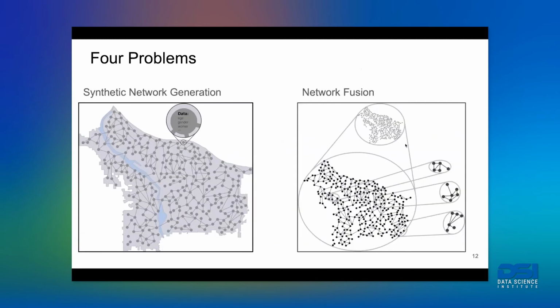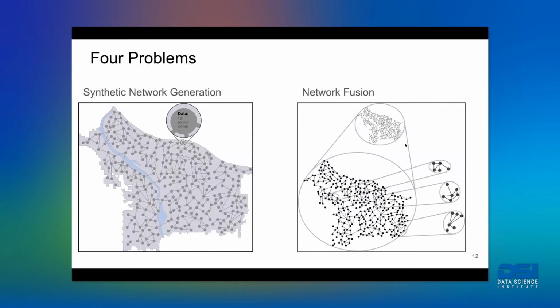Another one would be, could you take a given data set of a single or maybe even multiple networks and generate an artificial network? This could be useful if you wanted to anonymize a data set, or it could be useful if you wanted to generate an ensemble of statistically equivalent networks so that you could do some sort of sensitivity analysis.